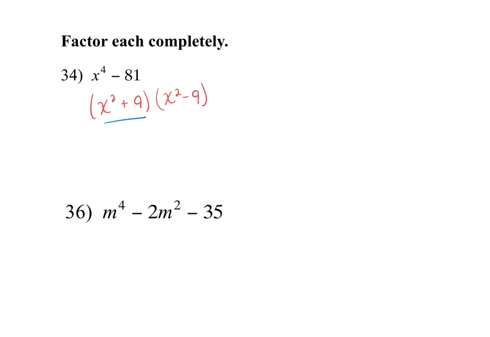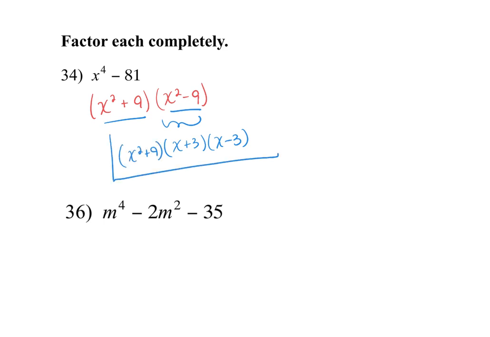X plus 9 is as small as it can be. But x squared minus 9 is not. That is another perfect square. So I can actually keep factoring that to x plus 3, x minus 3. So my factoring would look like this. That is completely factored. All right?